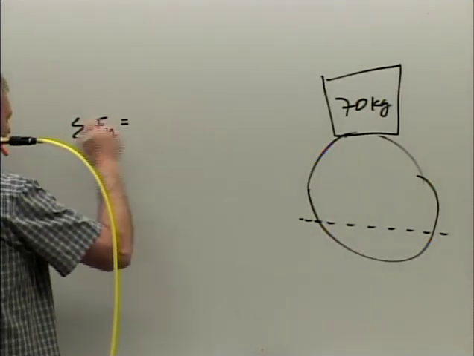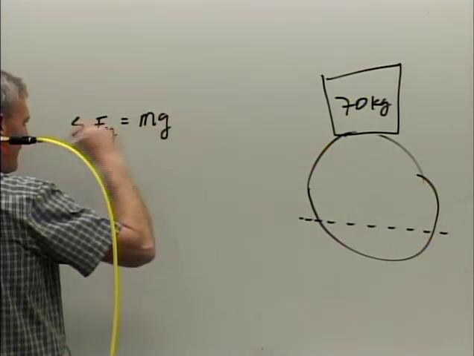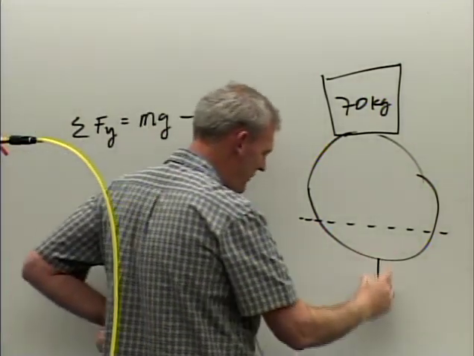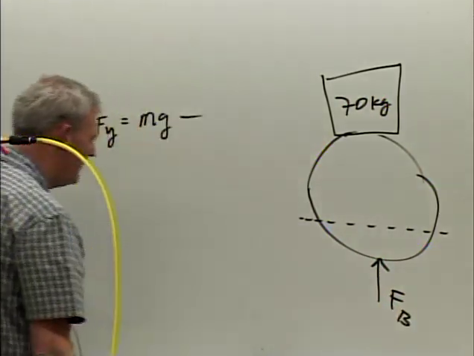The sum of the forces in the y direction is equal to mg minus, there's a buoyant force pushing back up. Okay, buoyant force pushing back up.